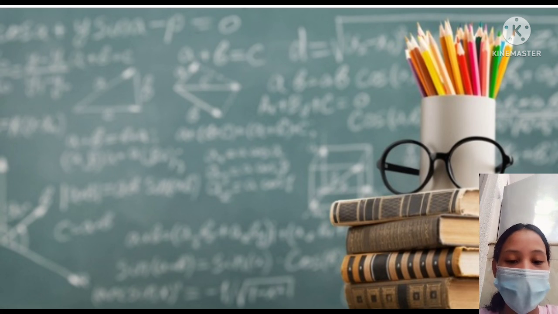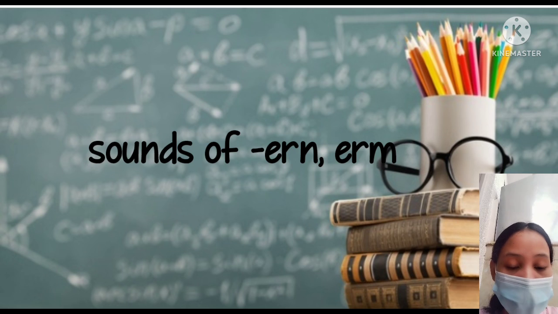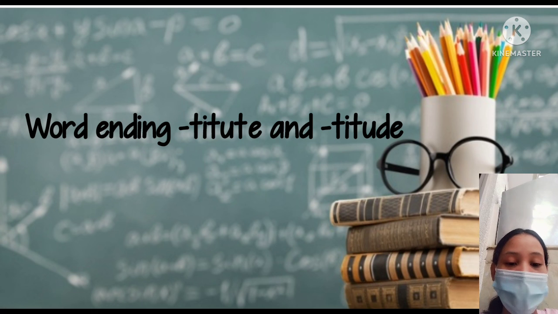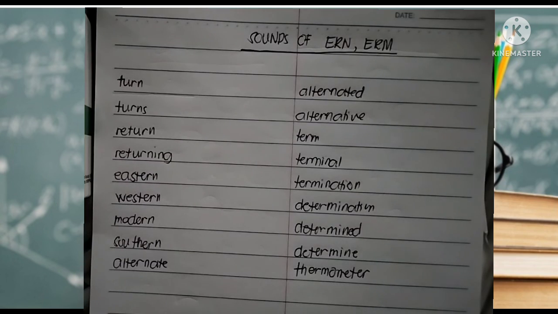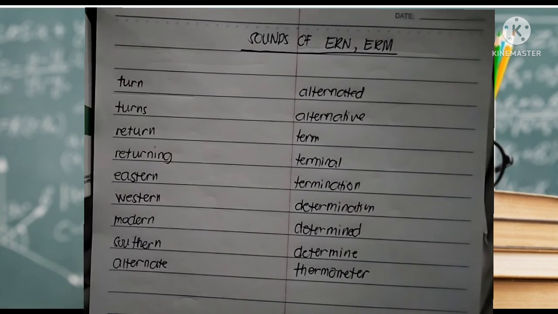Now let's move on to another topic, which is the sounds of earn and erm words, and then the word endings tichot and tichot. Now I will show you how to stroke every word with the sounds of earn and erm. The sounds of earn and erm, as in eastern and determine, are abbreviated by the deletion of the R symbol. So when we stroke the ending sounds of earn and erm, we stroke it without an R letter. Let's have an example.